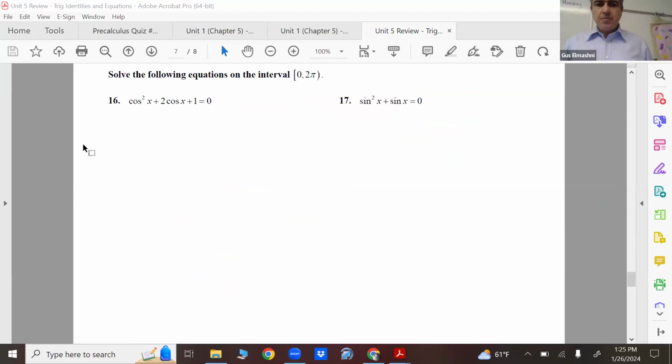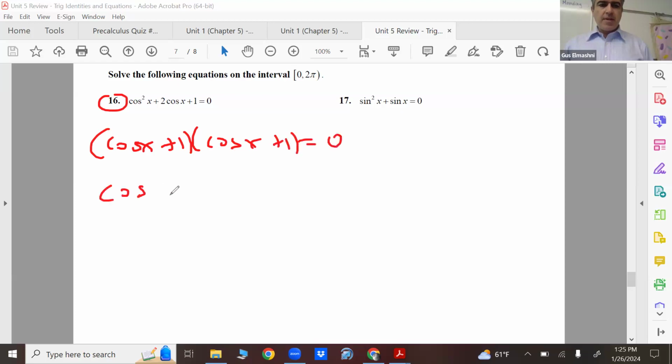Here, solving, we'll see one involves factoring. I'll do 16 for us. So you can factor pretty easily like this. So cosine x equals -1. Remember, cosine is the x part in the unit circle. Where's the x part -1 in the unit circle? For what angle? You guys remember what angle that would be at? Where the x coordinate is -1 on the unit circle?